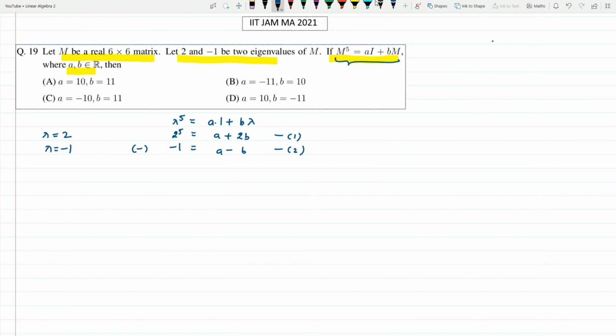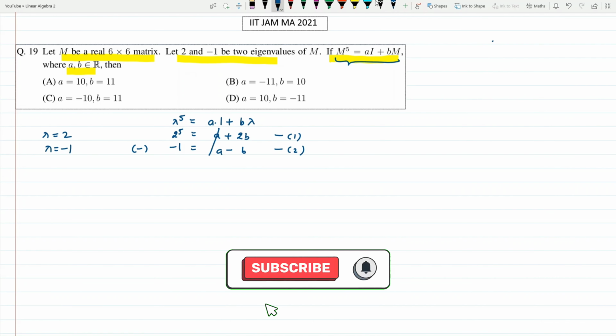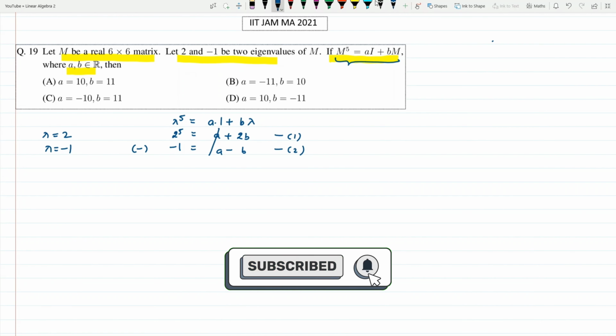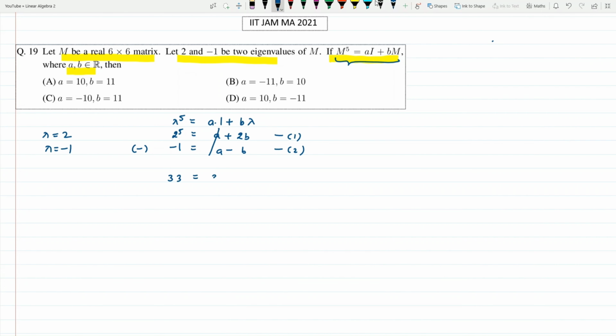If we subtract, we get rid of the a and we get 2 raised to 5, that's 32, plus 1, so we get 33 is equal to 3b, which gives us that b is equal to 11. Substituting b equals 11 in equation number 2, we are going to get that a is equal to 10. Thus, we can conclude that option A is the correct answer.